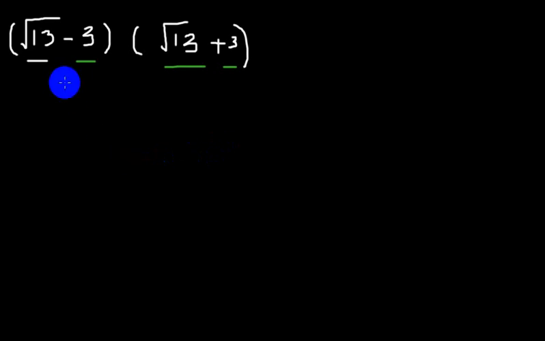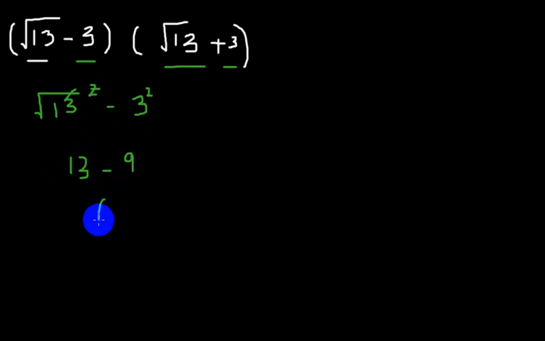So a minus b into a plus b equals a square minus b square. So actually we can cancel this square with the square root, and we will get 13 here, and then minus 3 square is 9. So 13 minus 9 is 6 actually. So 6 is our answer.